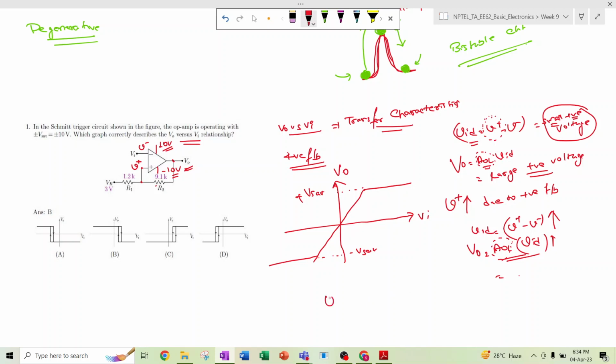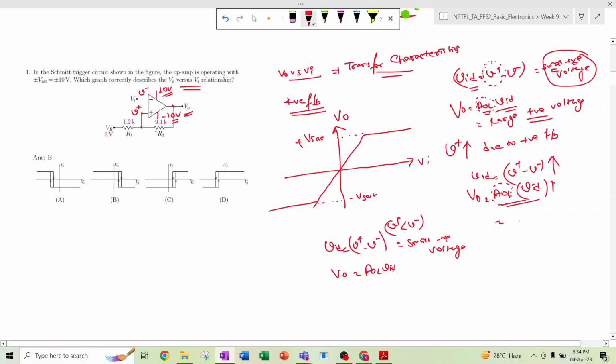Similarly, if we consider VID equal to V plus minus V minus, see the things correctly. Suppose there is a small negative voltage, that means suppose V plus is less than V minus. So what is happening? VO is AOL times VID, like the previous case. Here we have already discussed this. So this is a small negative voltage VID, and it is being multiplied with a large amount of open loop gain, and that makes a large negative voltage VO.